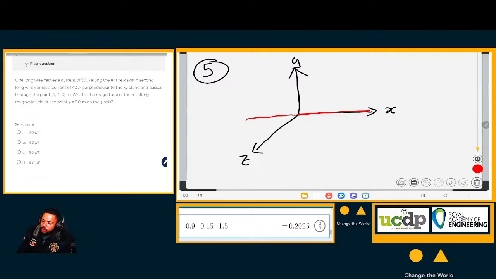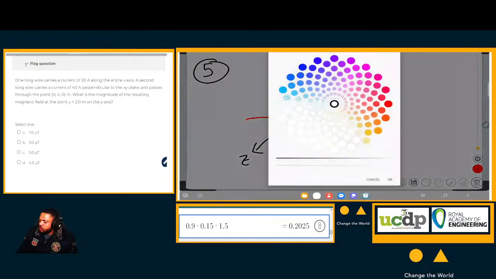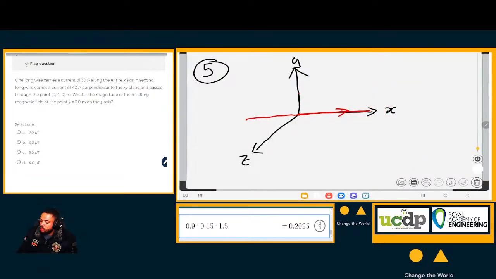Where that conductor carries current, it's in that direction along the entire x-axis. A second long wire carries a current of 40 amperes perpendicular to the xy plane and passes through the point (0, 4). Okay, so the point is 0 on the x-axis, 4 on the y-axis, 0 on the z-axis. So it passes through this point.